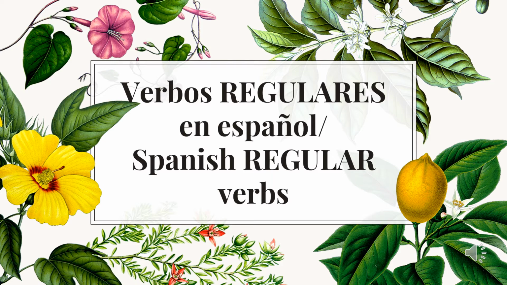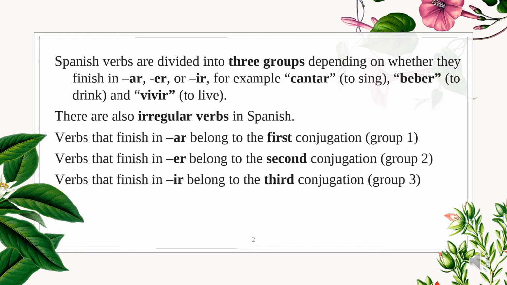Hi, in this video we're going to talk about Spanish verbs. Spanish verbs are divided into three groups depending on whether they finish in AR, ER or IR. For example, cantar, to sing, beber, to drink, and vivir, to live. There are also irregular verbs in Spanish, so we could technically say that there are three groups plus irregulars, or four groups if we want to include the irregulars.